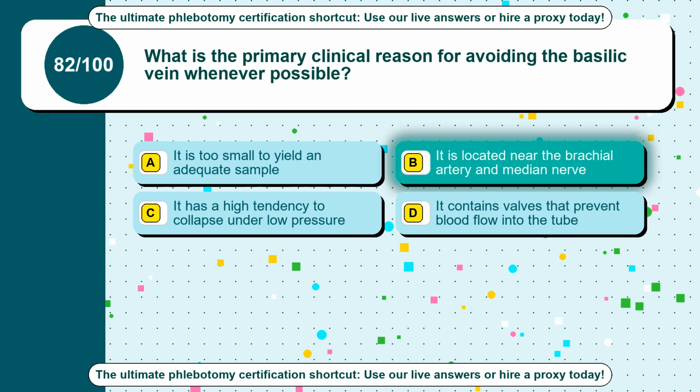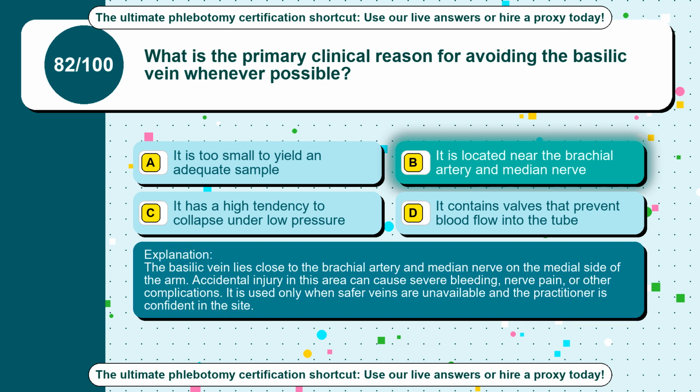The correct answer is option B, it is located near the brachial artery and median nerve. The basilic vein lies close to the brachial artery and median nerve on the medial side of the arm. Accidental injury in this area can cause severe bleeding, nerve pain, or other complications. It is used only when safer veins are unavailable and the practitioner is confident in the site.